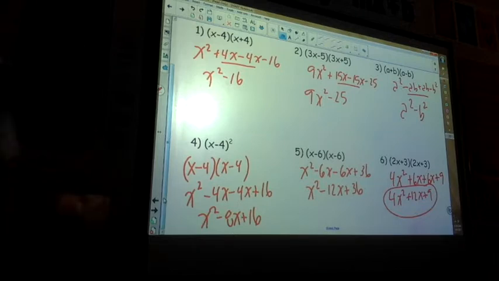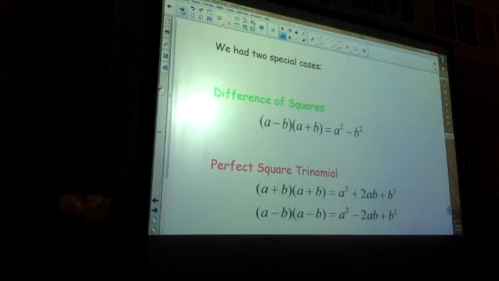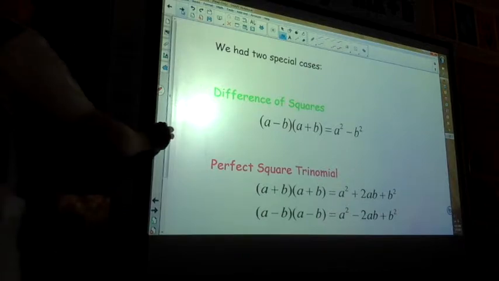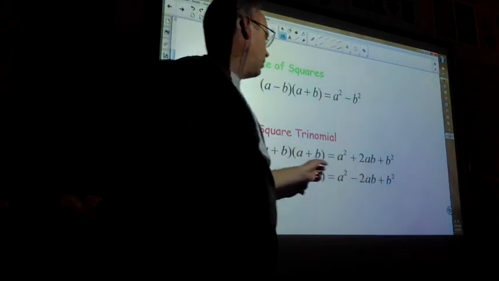May I move forward? All right, so we had two special cases, difference of two squares and perfect square trinomials. So Ram, to answer your question, will you always have minus plus? No, look at this one.